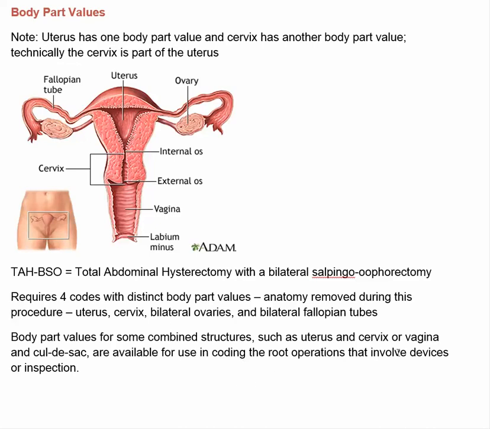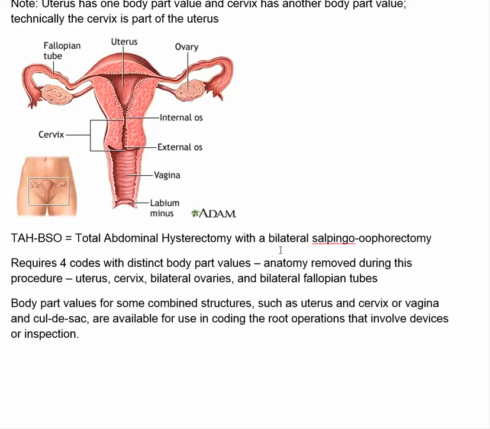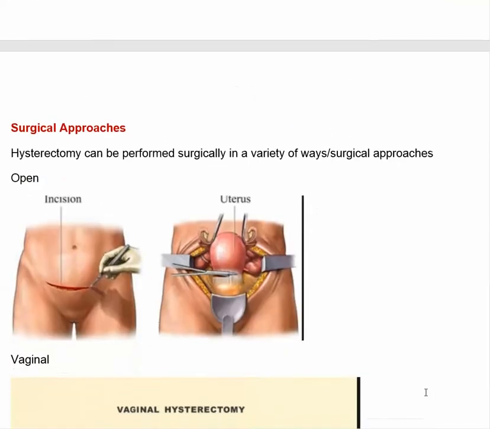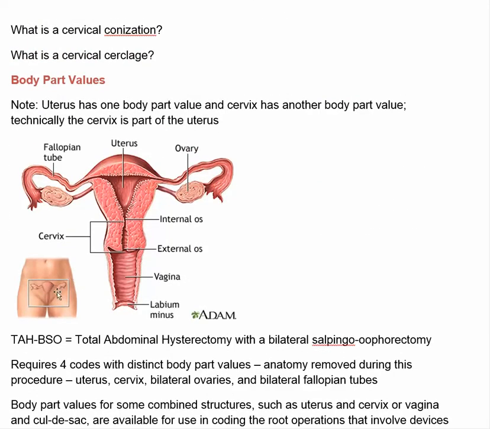This procedure requires 4 codes. You've got 4 distinct body parts: 2 ovaries and 2 fallopian tubes, and we do have the ability in our coding system to reflect the 2 ovaries bilaterally. We can reflect one body part value for bilateral ovaries, and another code for the bilateral fallopian tubes. That's via the abdominal approach. They're cutting into this woman's abdomen to remove all of these organs.